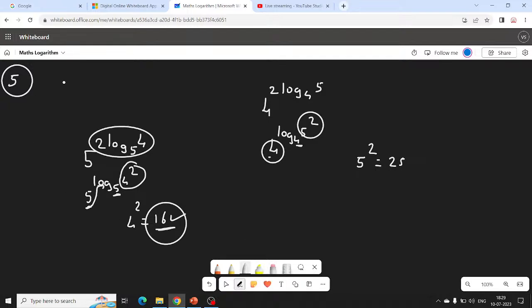Take it down. 3 to the power of minus 1 by 2 log 9 to the base 3.